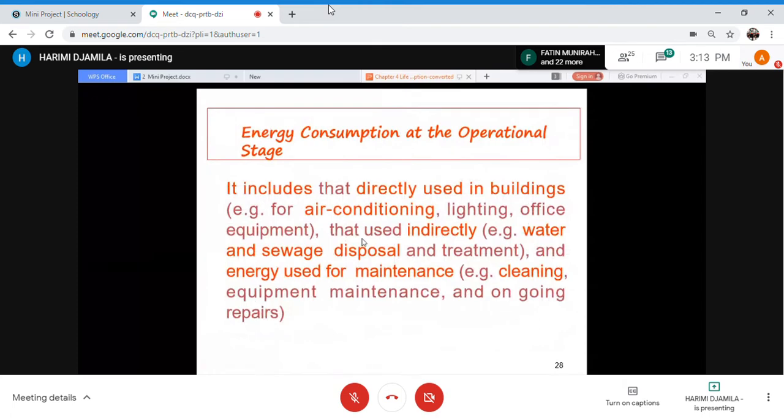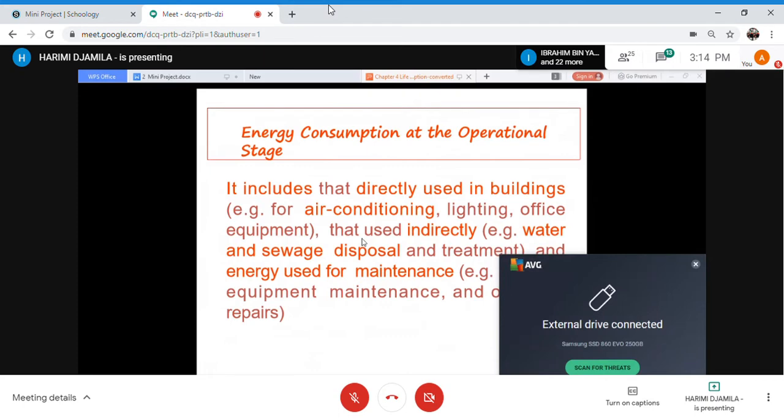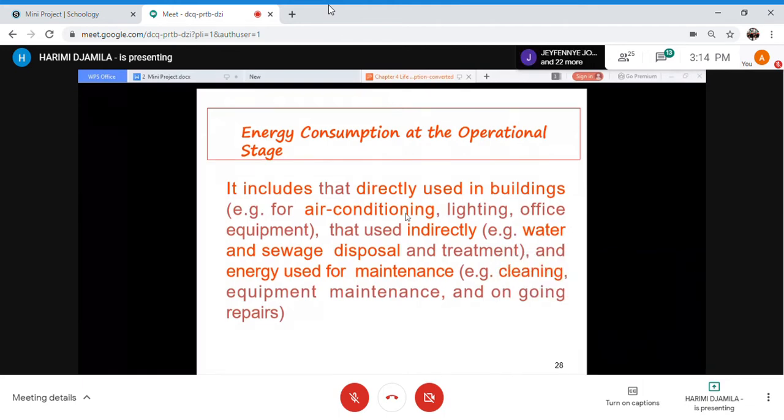Okay, so it includes the direct energy used in a building, including this one, for example. This is the one I mentioned to you to do the calculation for your essay, for your mini project, by the way. Here it includes, for example, air conditioning, lighting, and office equipment. There is also indirect use of energy. For example, water: you need to pump the water, and sewage disposal and treatment.